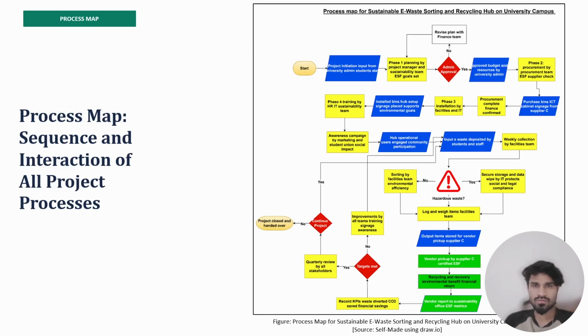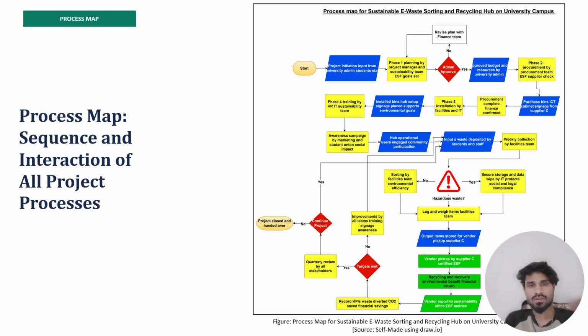Here's my fifth slide. I'm going to present the process map, showing the structure and interactions of all project processes. This is the central element of my presentation. My process map is created using draw.io, selected because it is free, browser-based, and supports colour-coded flowchart design and diamonds without additional licence costs.